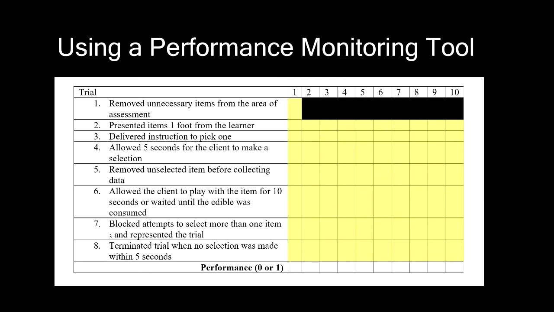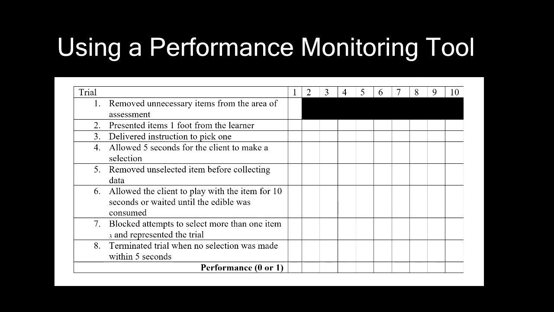If you perform the step correctly, they will mark a 1. If you perform the step incorrectly, they will mark a 0. And if there was no opportunity to perform the step, they will leave a blank. And on this section, they will mark whether you completed the whole trial correctly or not. If you completed all the steps correctly on that trial, they will mark a 1. And if you perform any of the steps incorrectly, they will mark it 0.